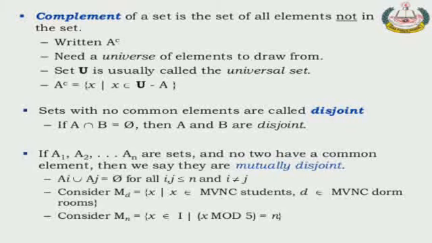Sets with no common element are called disjoint sets. It means that whenever two sets have no element common in both sets, that is called a disjoint set. Two sets A and B are said to be disjoint if they do not have any element in common. For example, X is a prime number and X is a composite number. Both are different and they do not have any common element, that is called a disjoint set.